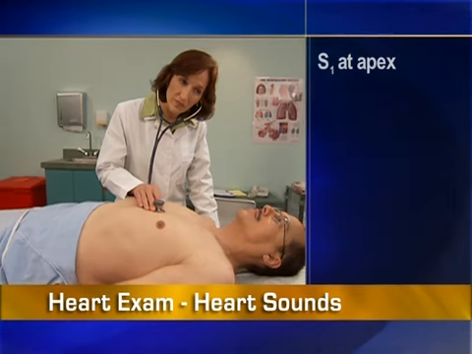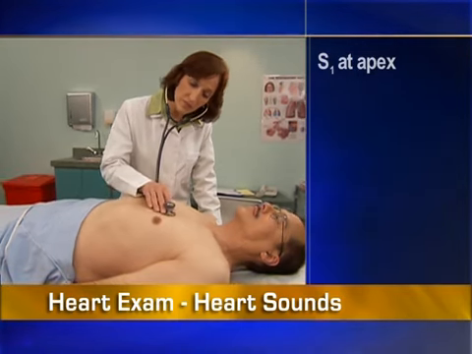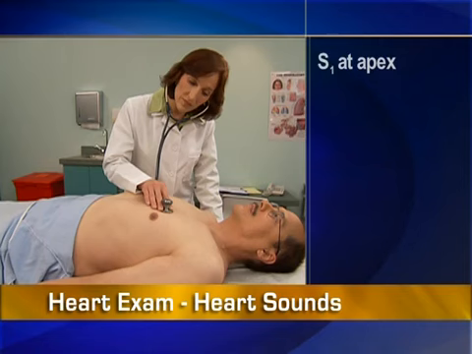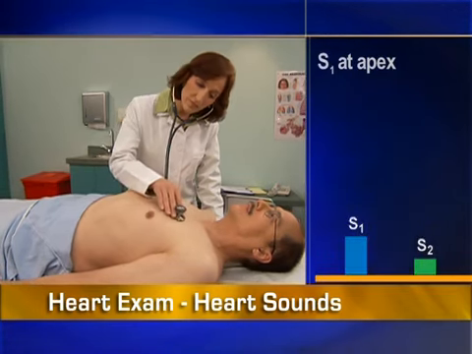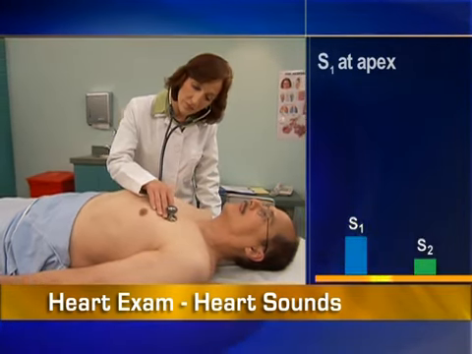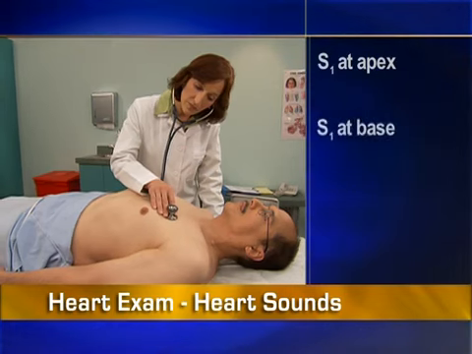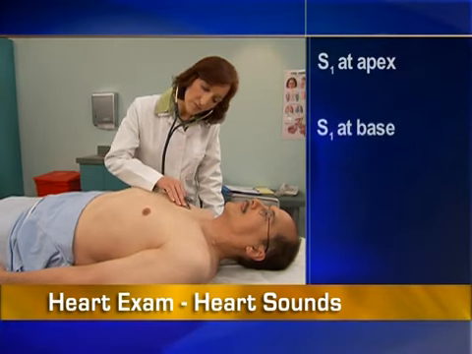S1 is caused by closure of the AV valves. It is loudest at the apex and sounds like this. At the base, S1 sounds like this.